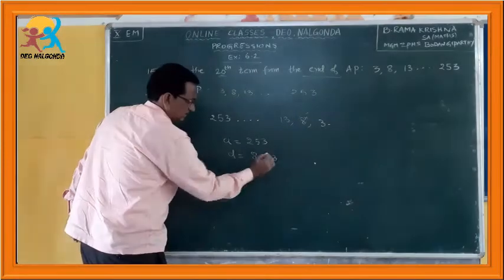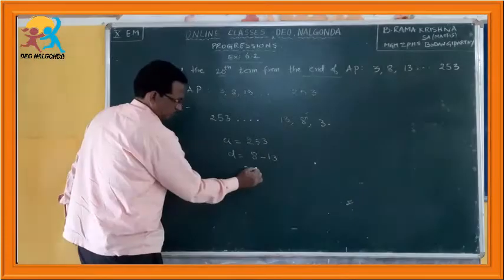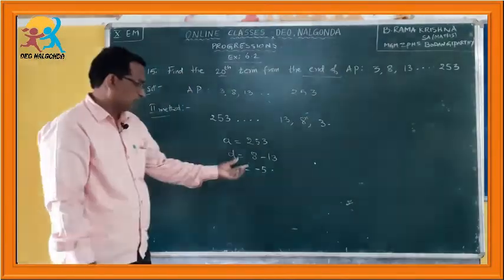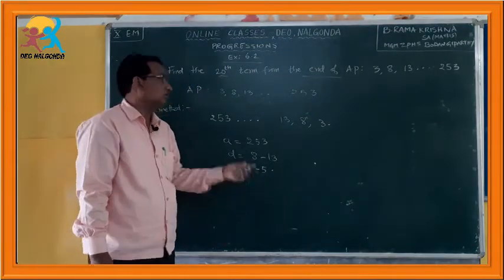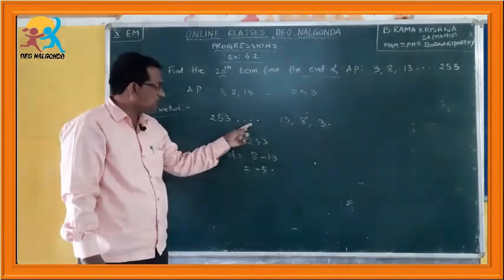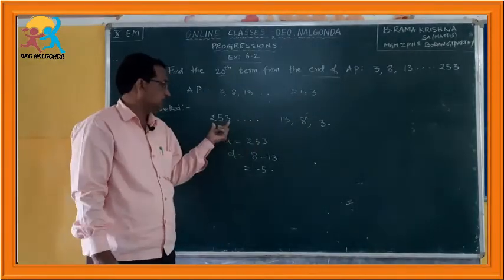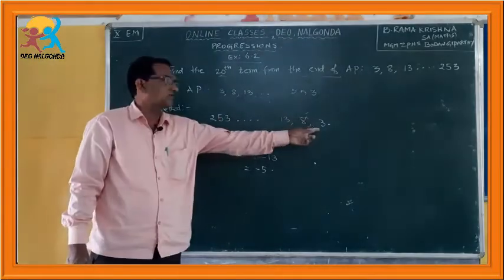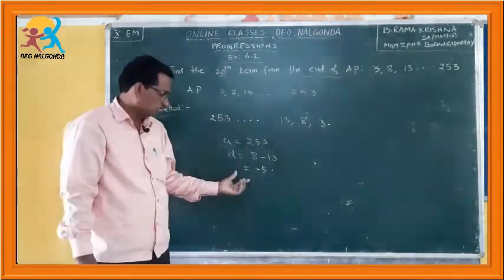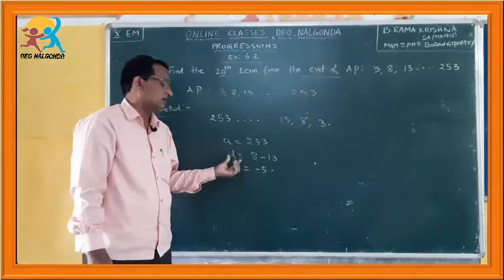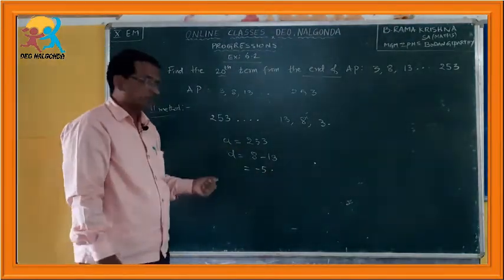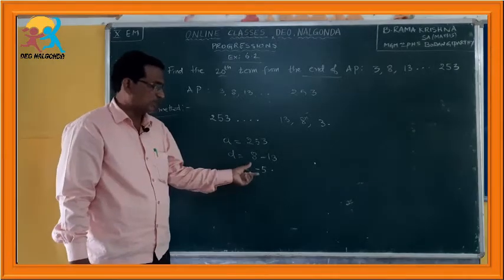8 minus 13, which is equal to minus 5. Here the common difference is minus 5. Because this is negative, if you observe, the progression is going on decreasing. Here it started from 253 and the last term here is 3, which means it is decreasing. Generally you should understand that when it is decreasing, the common difference is negative. Okay. So, a is 253, d is equal to minus 5.